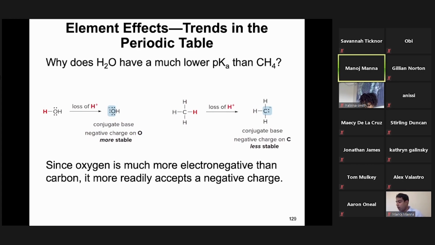Now, how about the other three? Let's see a few other examples, like the effect of hybridization, inductive effect, and resonance. Those we'll see.